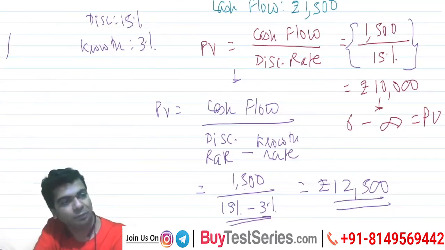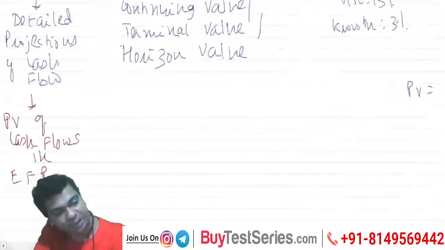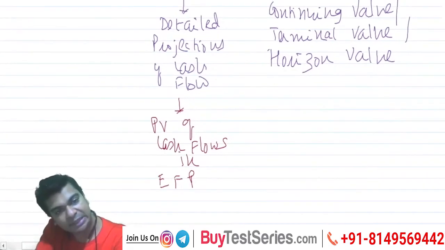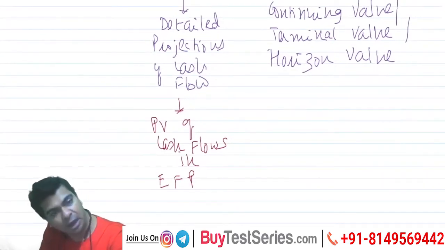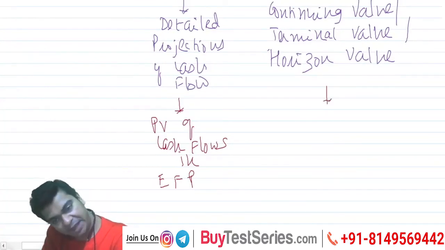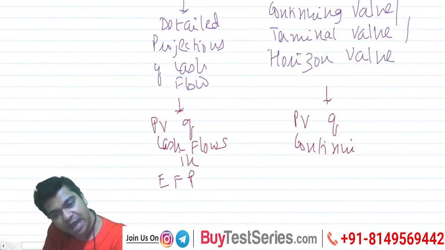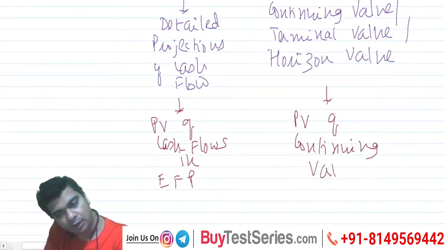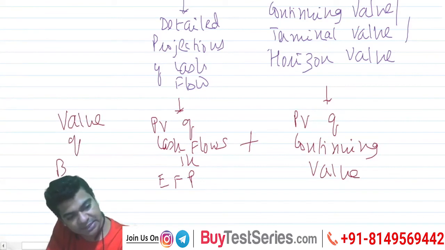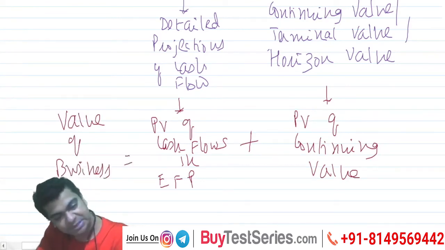Now, once you get the continuing value, you should find out its present value. So I'll work out here the present value of the continuing value, and I will add up the two. The total of the two is nothing but the value of the business. So you'll get the value of the business over here.